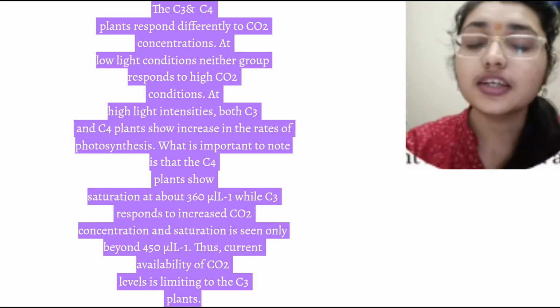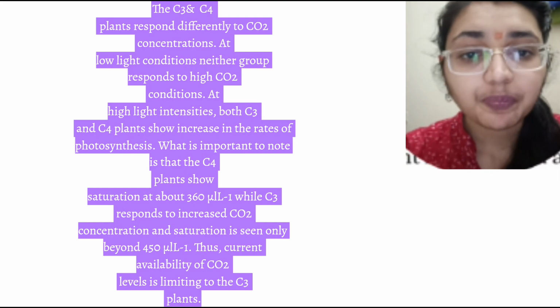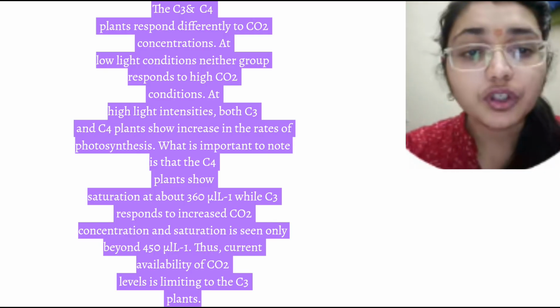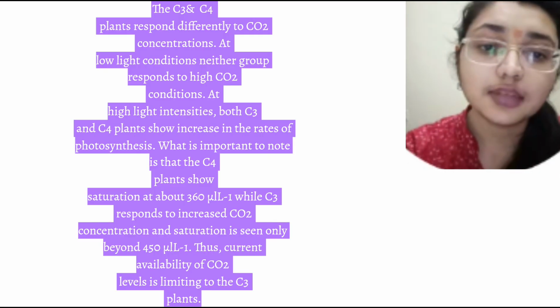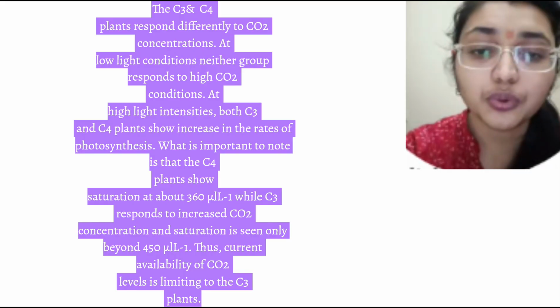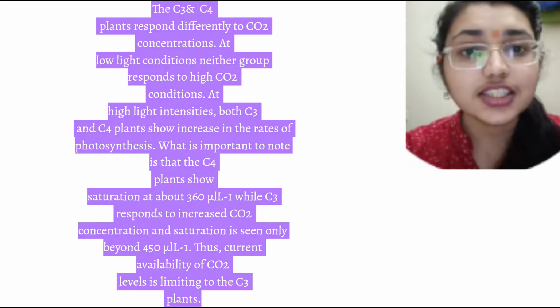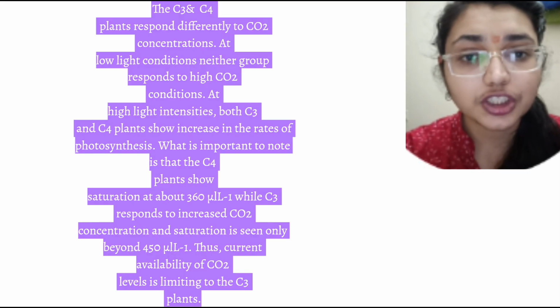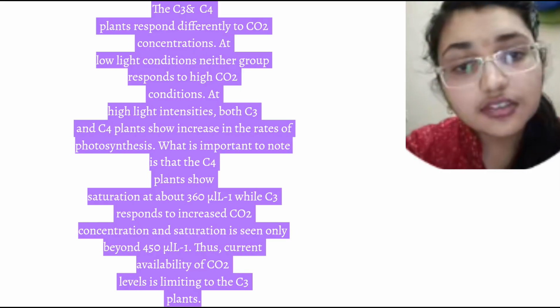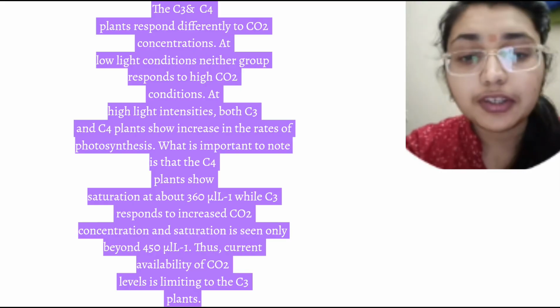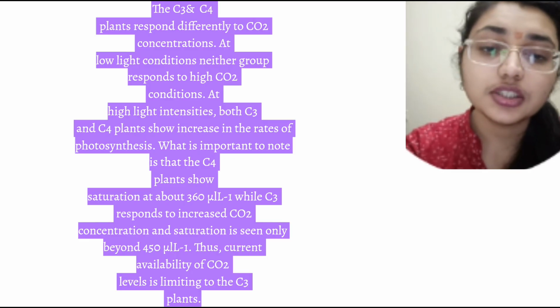So why is it important? Because C4 plants show saturation at about 360, while C3 responds to increased CO2 concentration, and saturation is seen beyond 450 µL per liter. Thus the current availability of CO2 is limiting to the C3 plant.